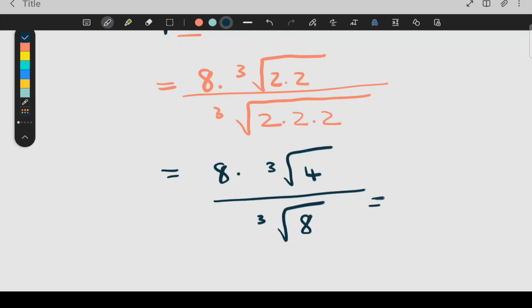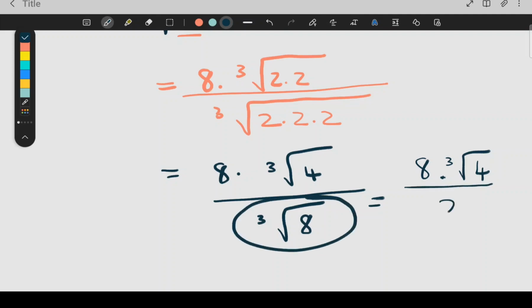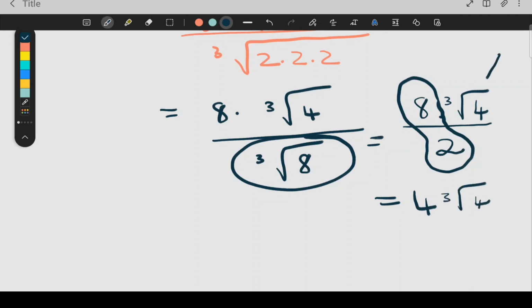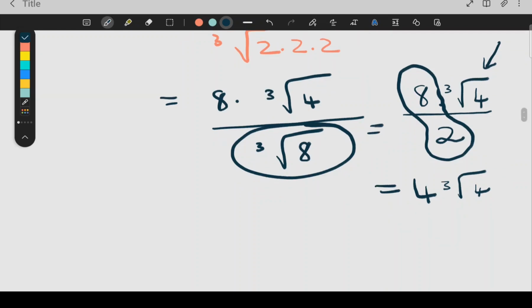Now, 8 and the cube root of 4, that can't change. But the cube root of 8 is 2. So that gives me 2. And now I'm going to simplify. Can you see the denominator has been rationalized? There's no root. This 8 over 2 is 4. So the answer is 4 times the cube root of 4, which was this cube root of 4 over there. So that's how you do that question.